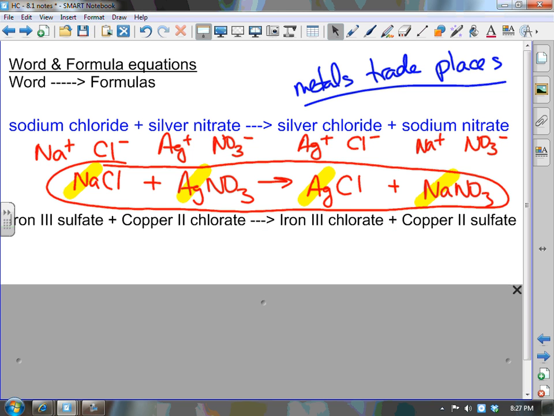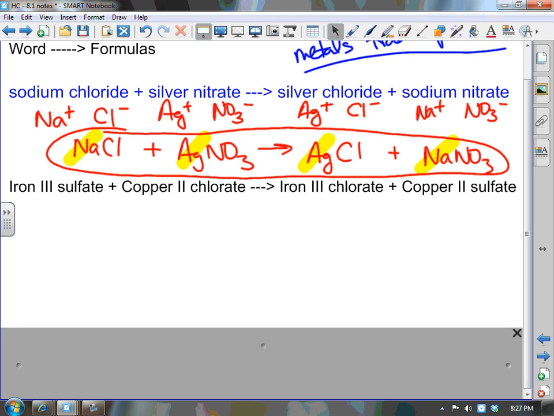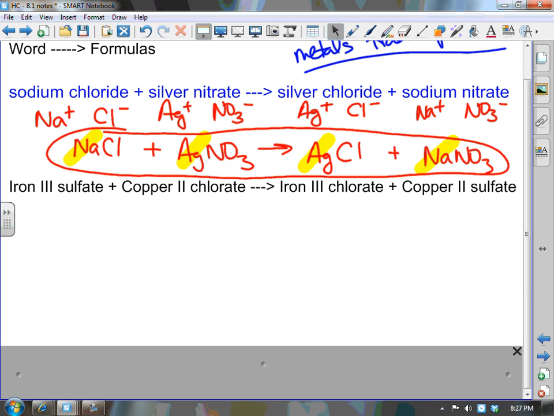All right, let's look at another one here. Iron 3 sulfate plus copper 2 chlorate makes iron 3 chlorate and copper 2 sulfate. So what I want you to do here is just pause this for a second. Again, you should start to feel more comfortable writing formulas and balancing, checking charges and all that stuff from chapter 7. So I want you to pause this for a second, figure out what the formulas are, what the charges are, and then come back and see if you agree with what I have.